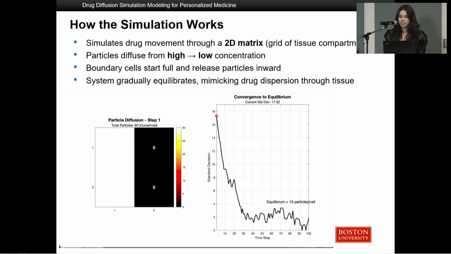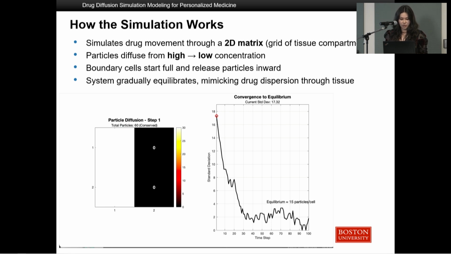Each square is a small patch of tissue. To simulate drug entry, I initialize boundary cells with high concentrations, and then the expected model behavior is that particles diffuse into neighboring, more interior cells with lower concentrations. You'll see what I mean in a moment with more advanced, complex grid setups. But for now, just focus on this simple 2x2 grid setup.